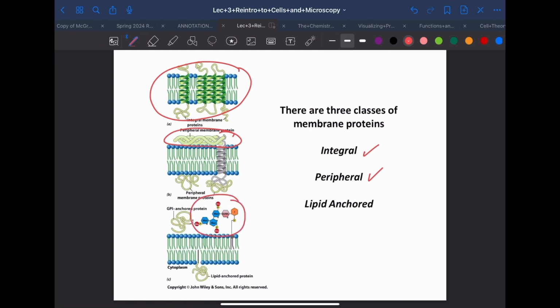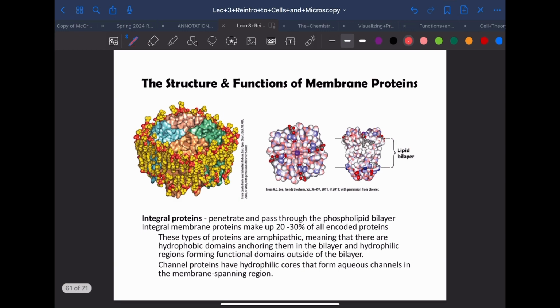So self-explanatory. But let's take a look at it one by one. Here is a membrane protein, right? So integral, like I said, they're the ones that penetrate and pass through the membrane, right? The special thing about this one is that they have special hydrophobic domains, right? They have domains, meaning like the pieces. Remember that from the last PowerPoint. They have hydrophobic domains that allow them to embed themselves in the membrane, right?